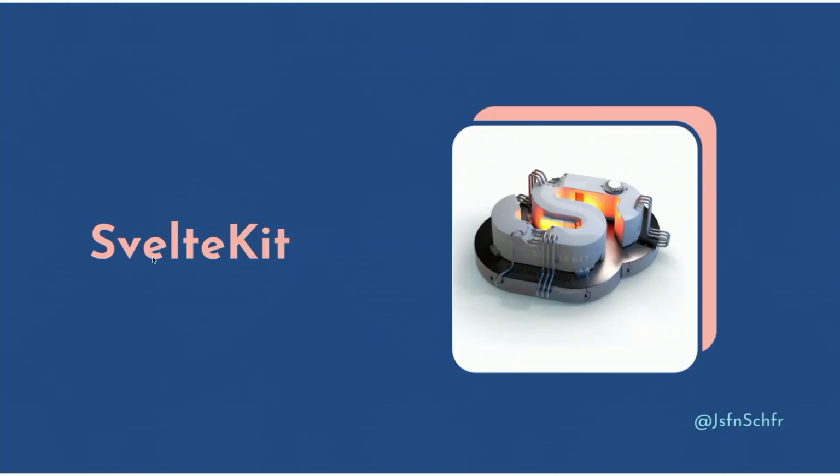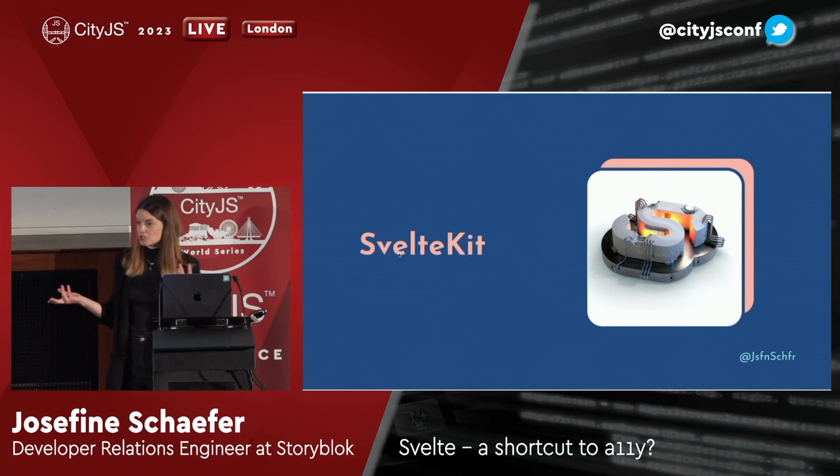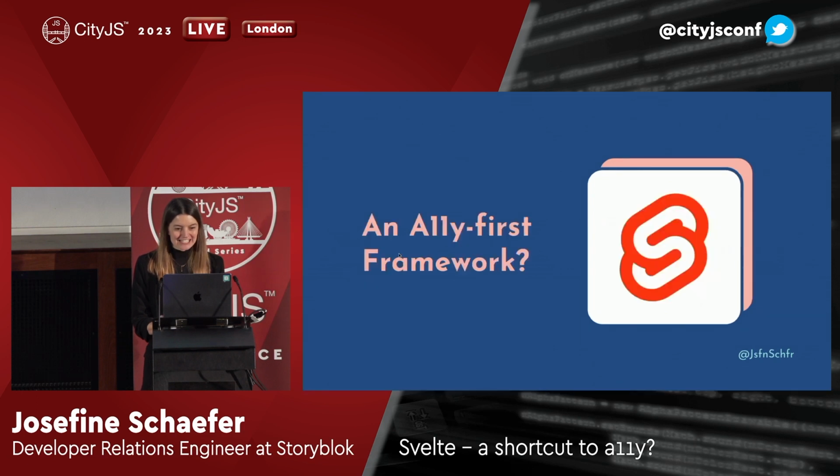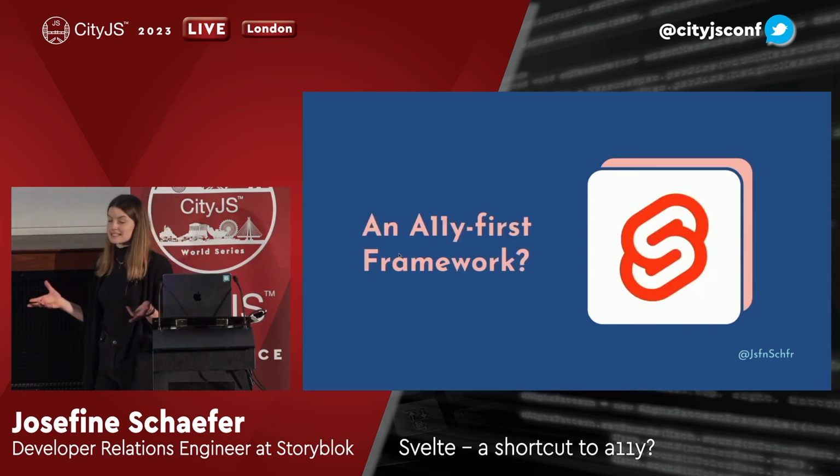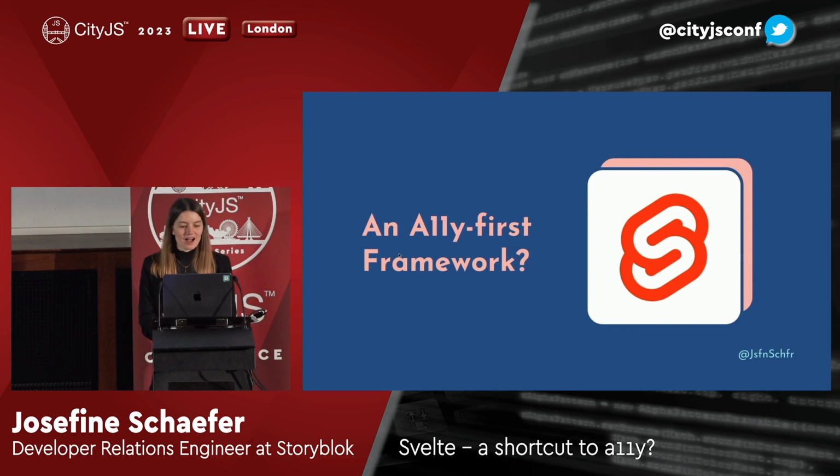SvelteKit is the app framework, like Next.js is for React, and it offers things like server-side rendering, code splitting, components for serverless platforms, routing, and lots more features. It's also stable now, so it's safe to try. It's on 1.0. All right, and what got me hooked was that SvelteKit said that it's an accessibility-first framework, and I was kind of interested in what that means, right?